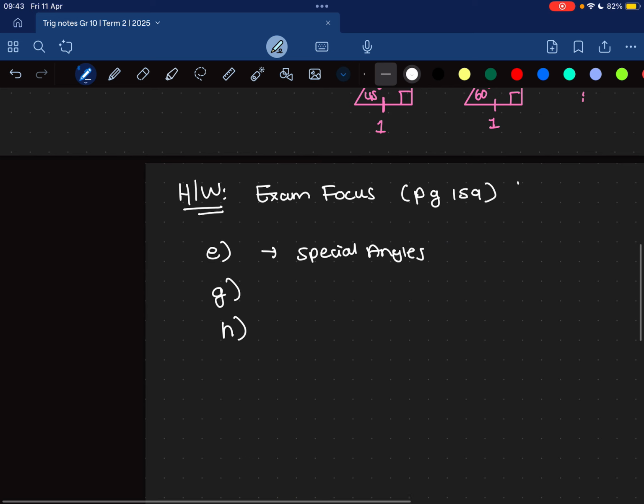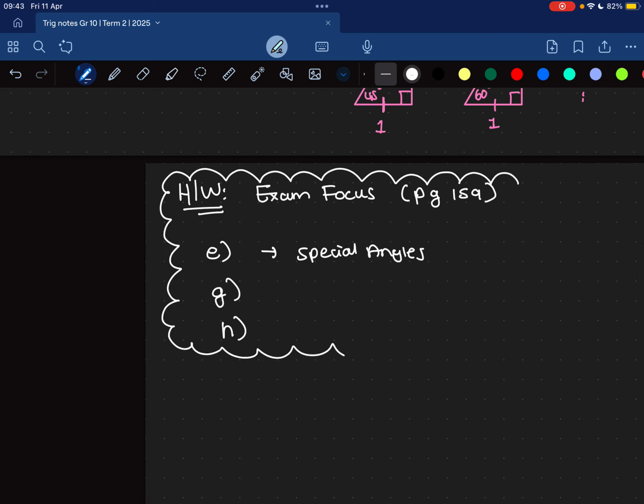It's important that you go over this before our next lesson to make sure that you're understanding what is going on, because in the next lesson we're going to move on.